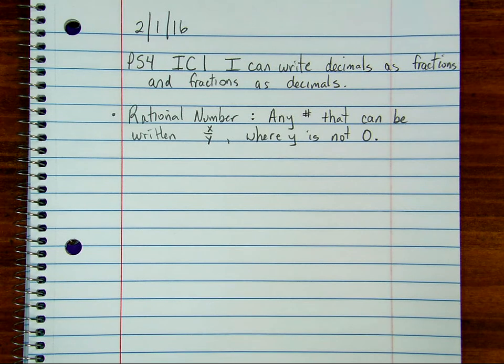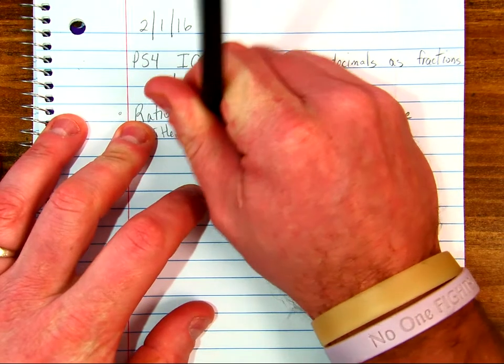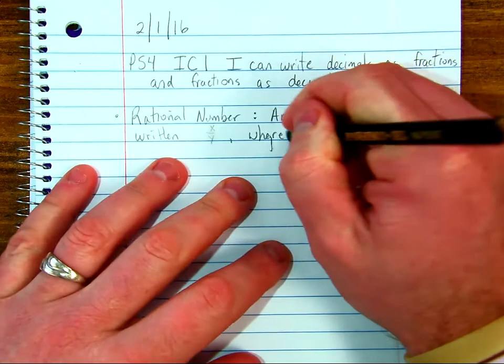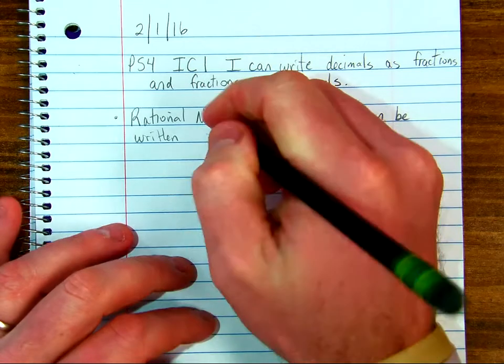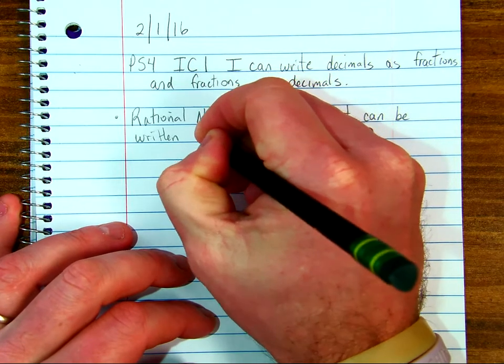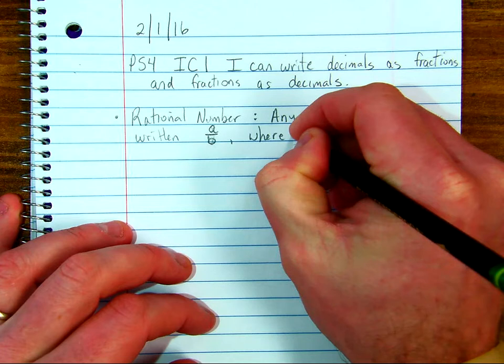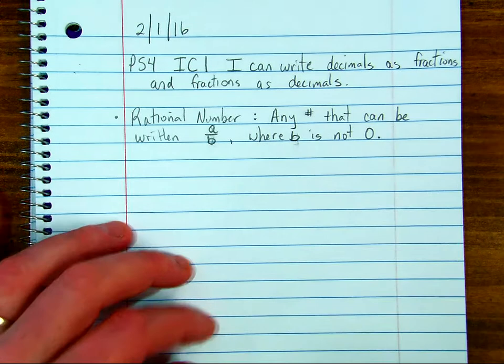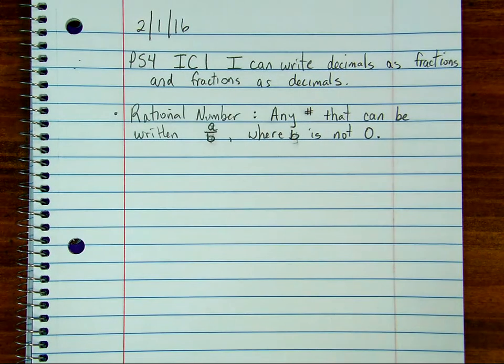In other words, maybe we should do this. I don't like using x and y, because remember, y always goes in the numerator. So let's change it to a and b. Yeah, I know, I'm sorry. So any number that can be written a over b, where b is not 0.